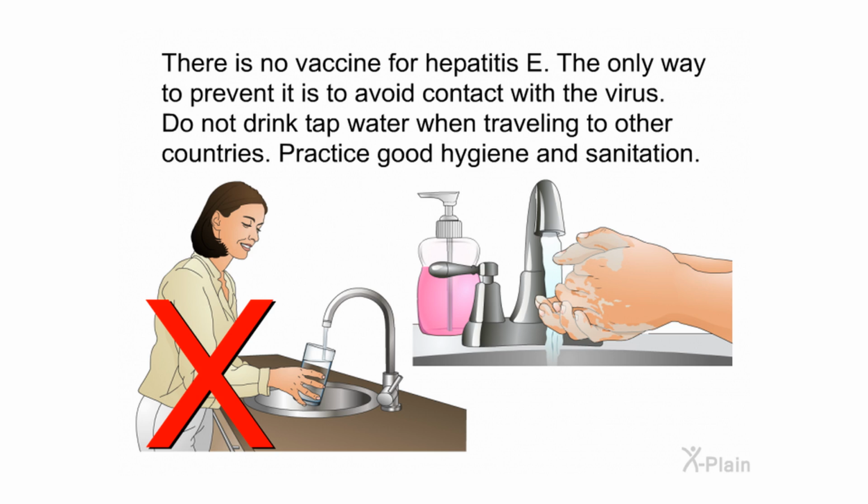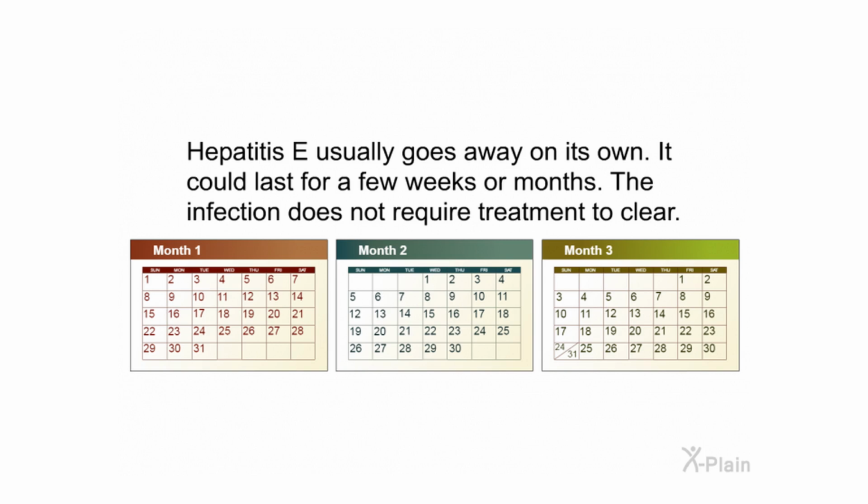There is no vaccine for hepatitis E. The only way to prevent it is to avoid contact with the virus. Do not drink tap water when traveling to other countries. Practice good hygiene and sanitation. Hepatitis E usually goes away on its own. It could last for a few weeks or months. The infection does not require treatment to clear.